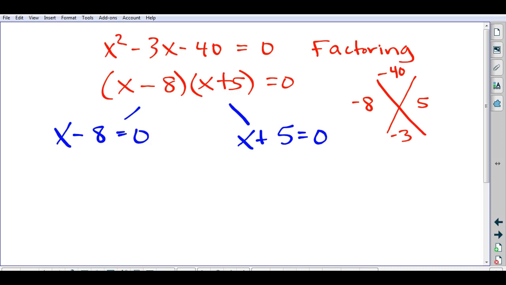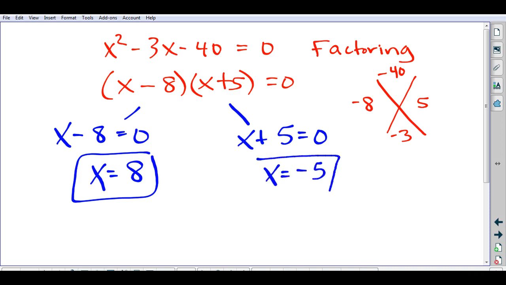What is x over here for the -8 factor? And over here? Any questions on that?